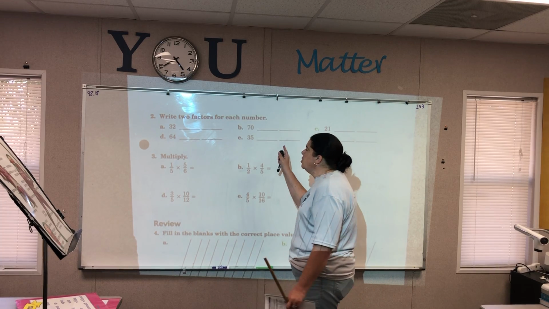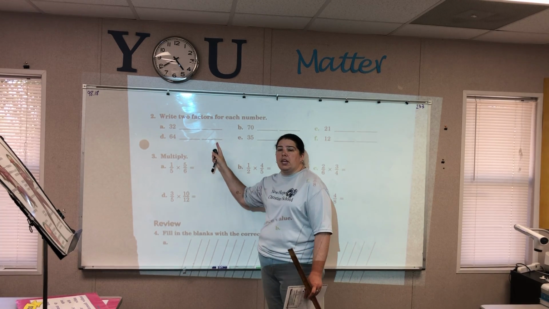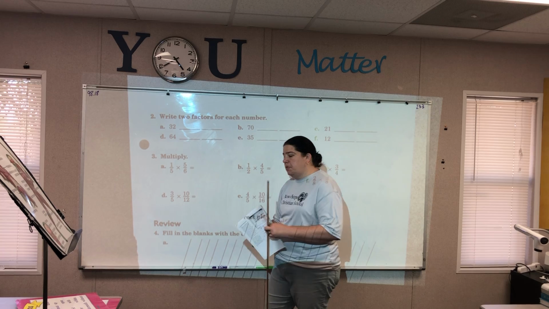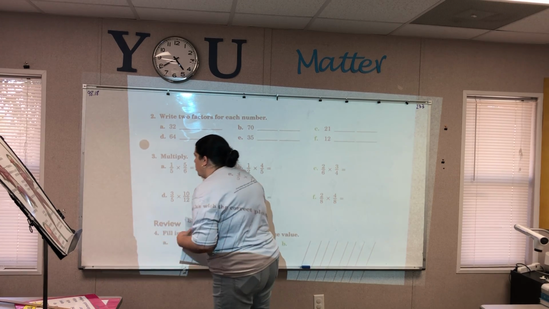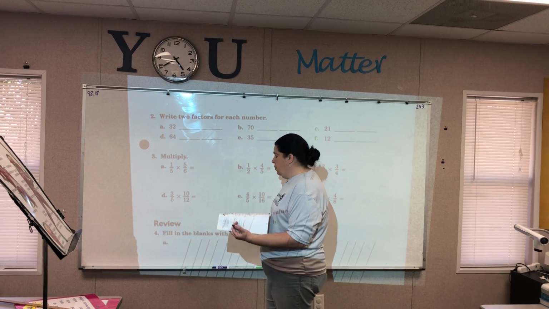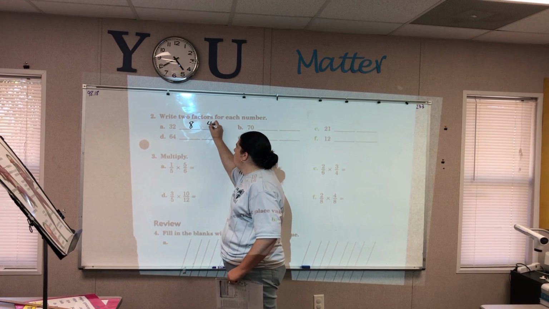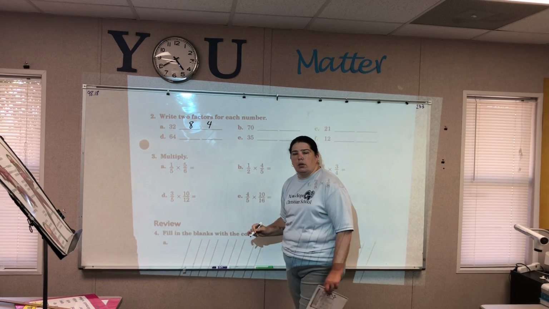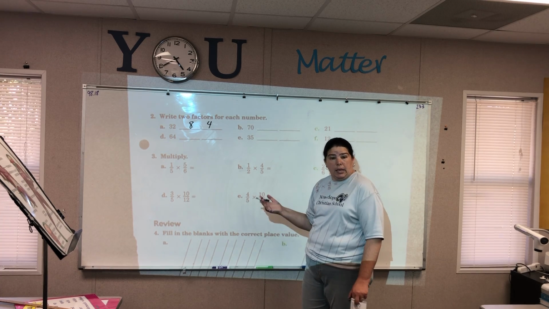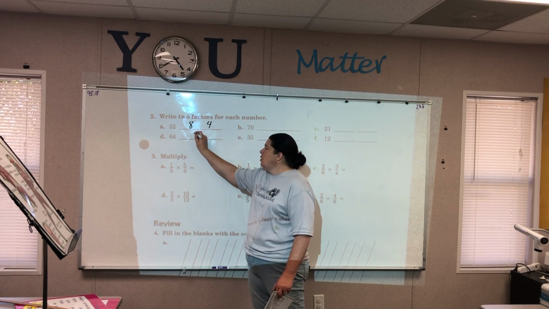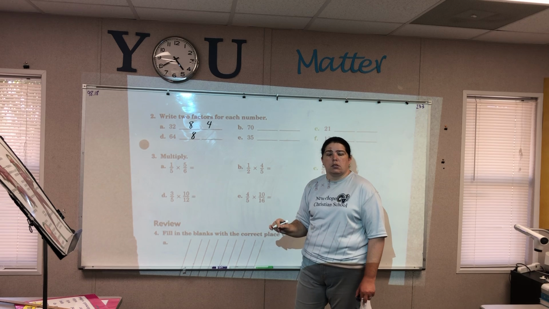Okay, two factors, two numbers that multiply together to get 32. How about 8 times 4? So 8 would be a factor, 4 would be a factor. 8, 4. How about 64? 8 and 8, so 8 would be a factor. What else?